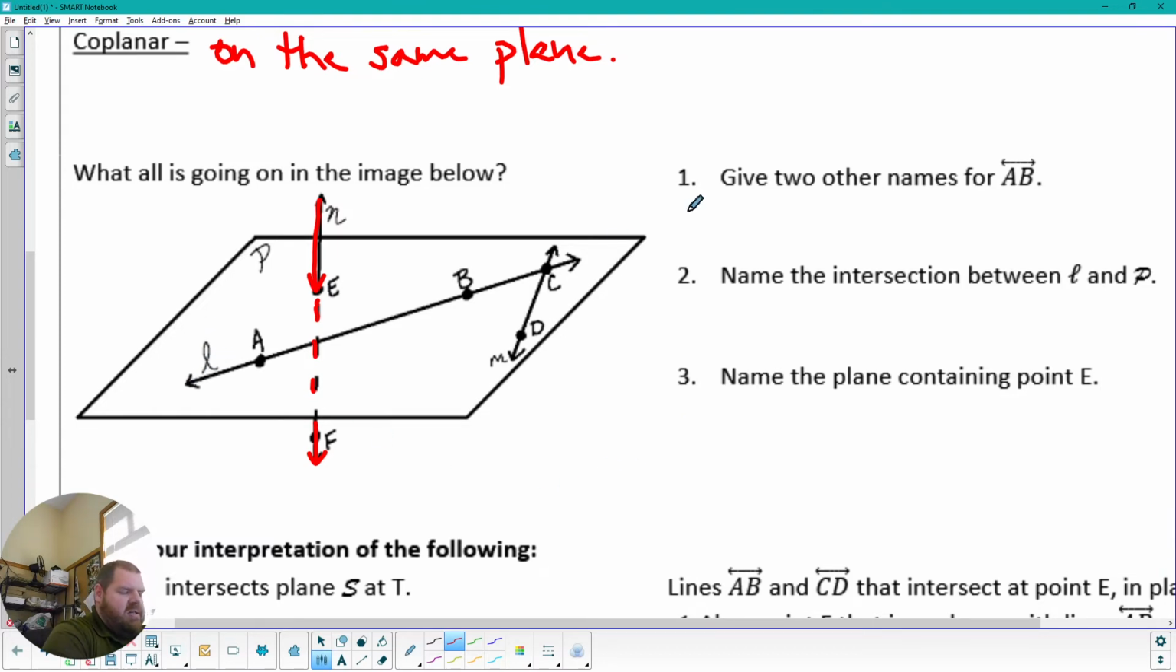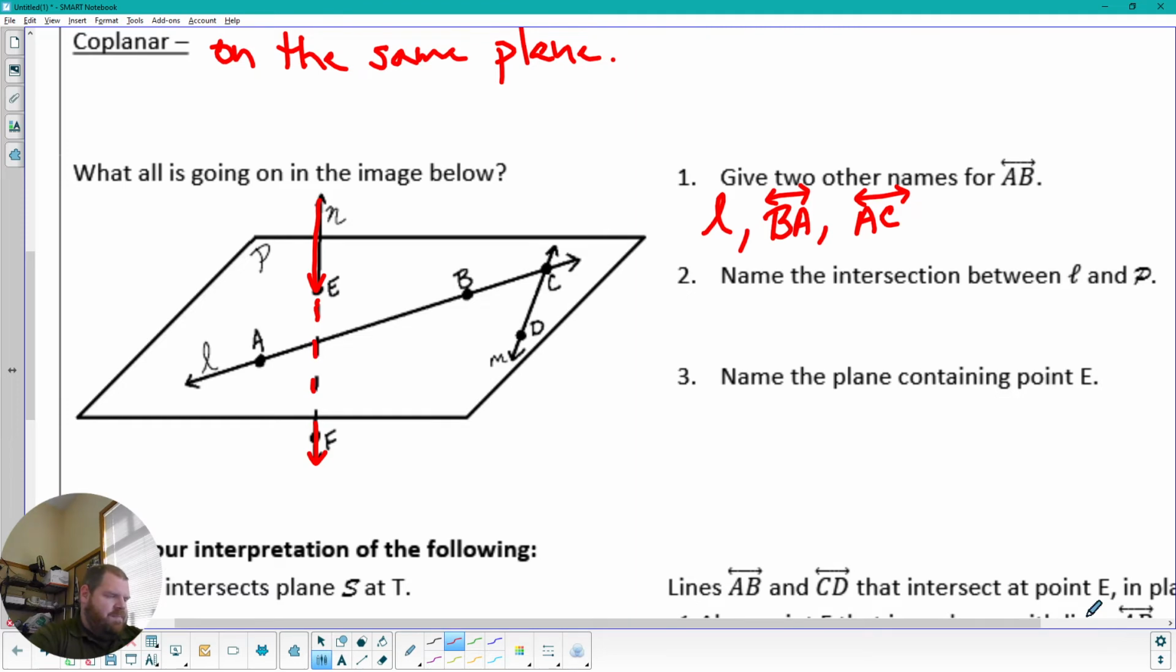I might use it as line L. I could say that it's line L. I could also just flip the A and the B to say that it's line BA. So there's 2 other ways. I do notice that C is also on there, so I could say like line AC. That would work just fine. Or CA or BC or CB. Just trying to get all the different methods out there.